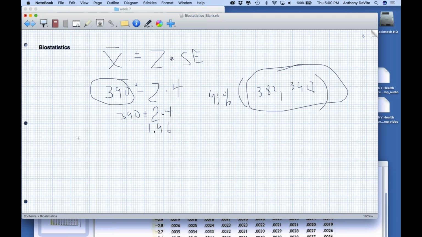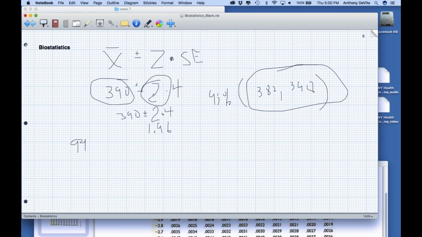Now, if I wanted to be 99% certain of capturing the mean, right? That means 5% of the time, if I do this 20 times, 5% of the time, I'm going to miss the mean. It's not going to be in between there. I'm going to be wrong, right? What if I want to be 99% certain? What changes here? The z-score. Instead of 1.96, we use 2.58.